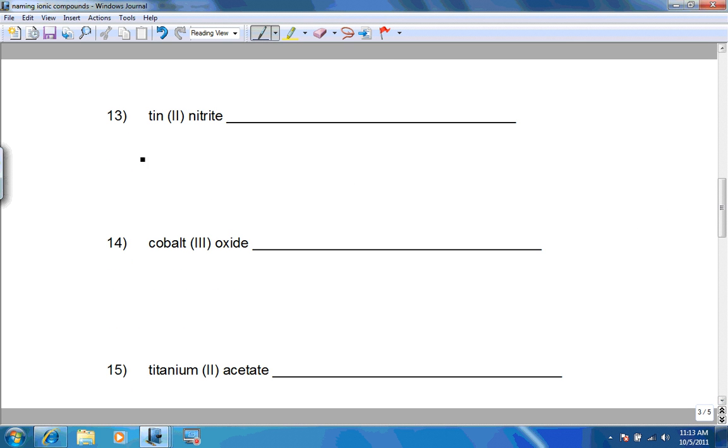Number 13. Tin is right here on the periodic table, and notice it does not have a charge on the top. That's because it also changes its charge. That's why they gave it to you as a Roman numeral. So tin is Sn, and that 2 means it's a +2 charge.